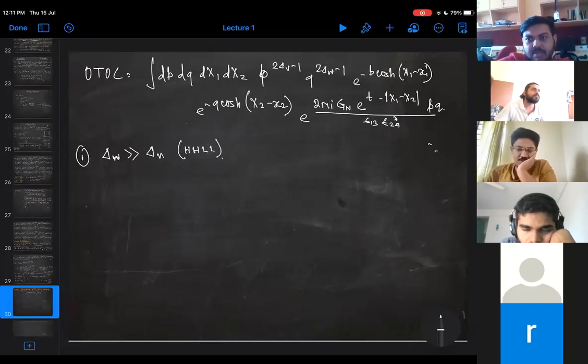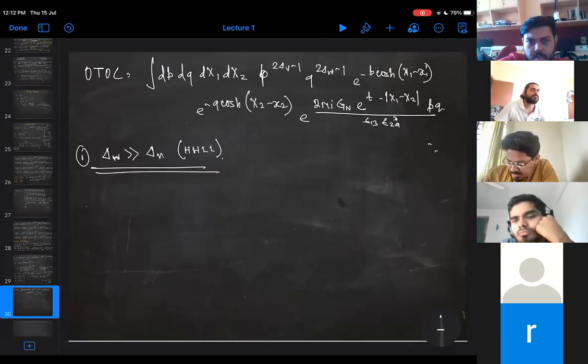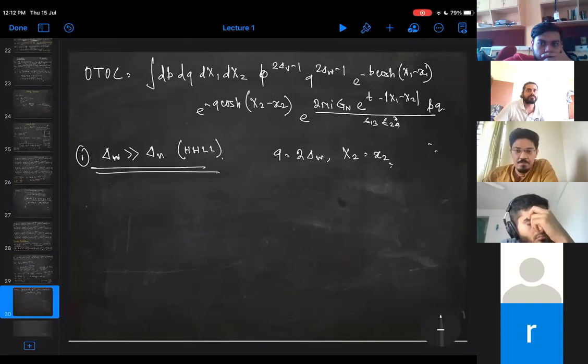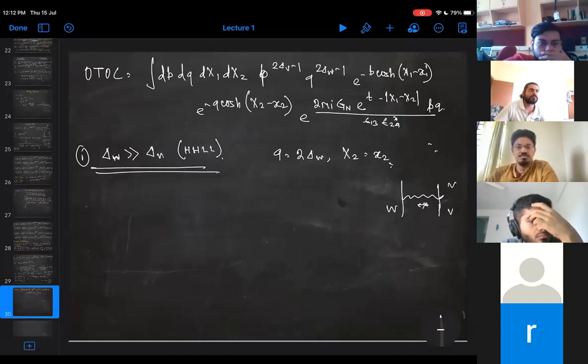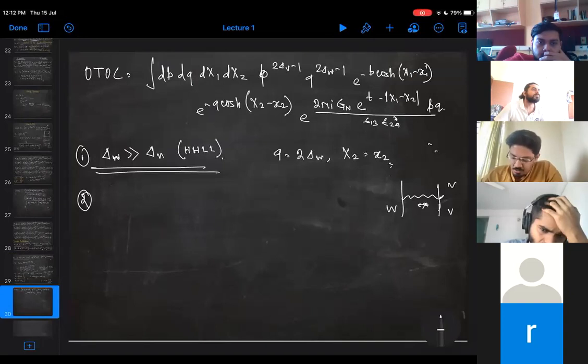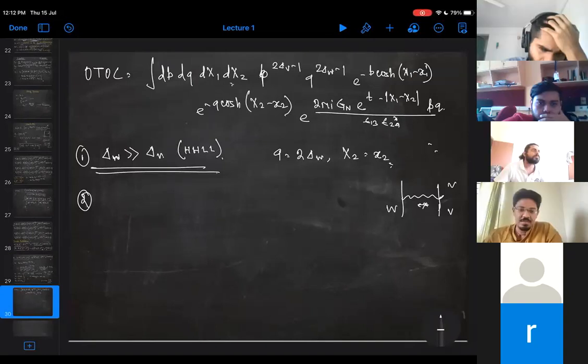For example, this W, even in Surbhi's picture, he essentially took this. If you assume this, then the Q integral is dominated by the saddle, Q equal to 2 delta W, X2 equal to X. So this is like saying that in this picture, we consider the graviton due to the W particle only and not the other way. Once we have done the saddle point for this Q and this X2 integral, the remaining integral can be done exactly. You could do another saddle point, which makes life easy, but that would be too restricted.